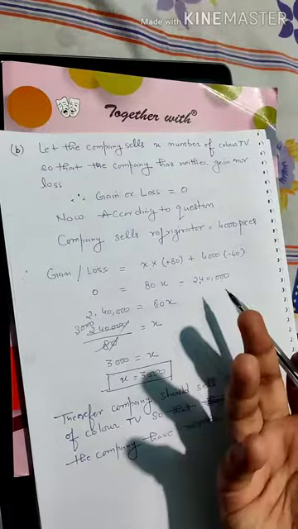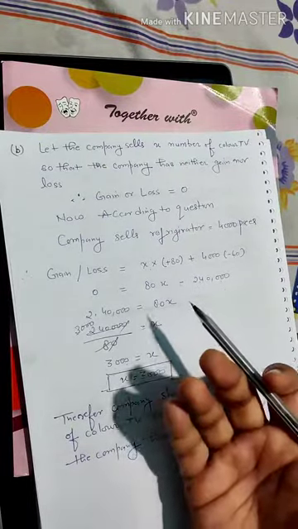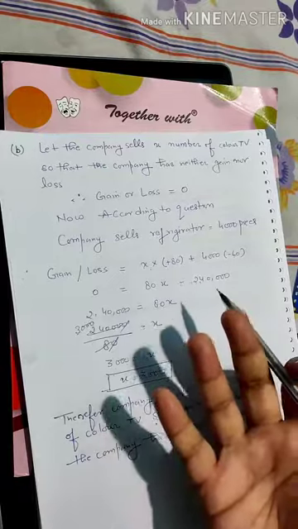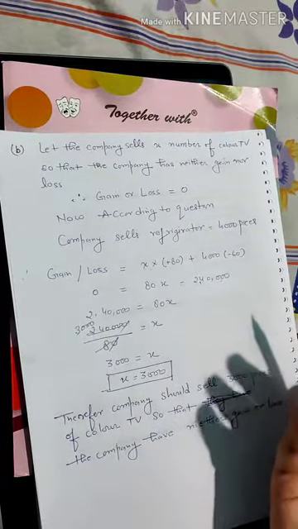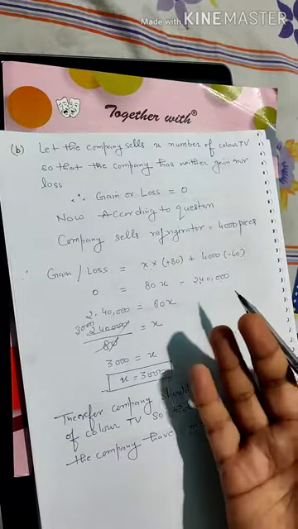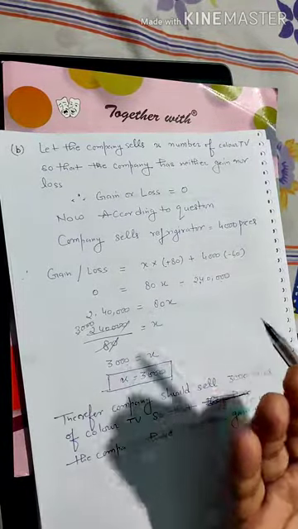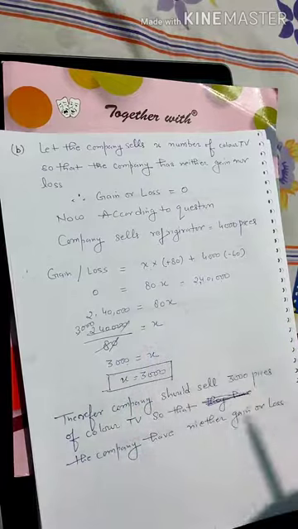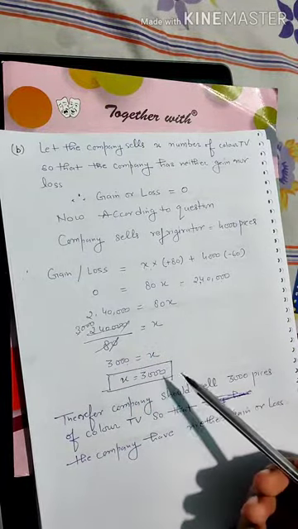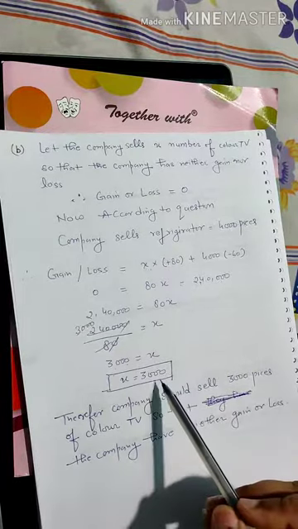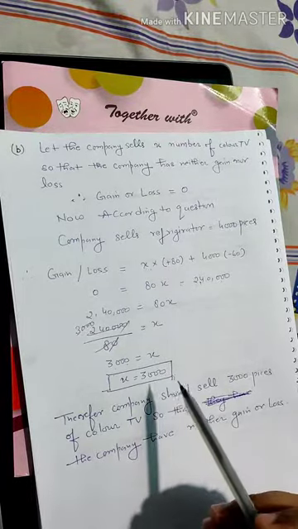So how many pieces of TV must be sold so that the company faces neither gain nor loss? The TV pieces that must be sold by the company is 3,000 pieces.